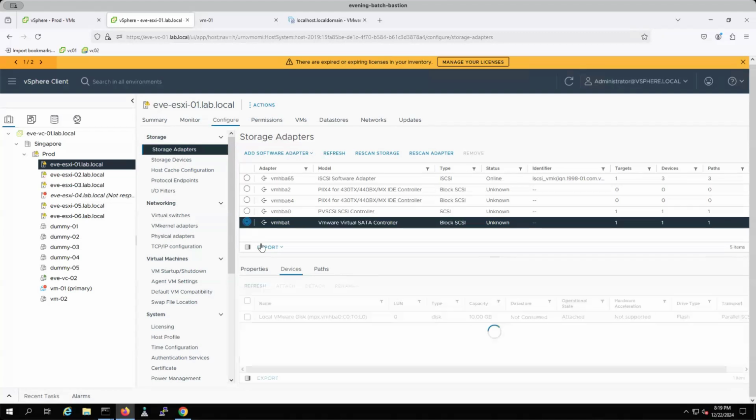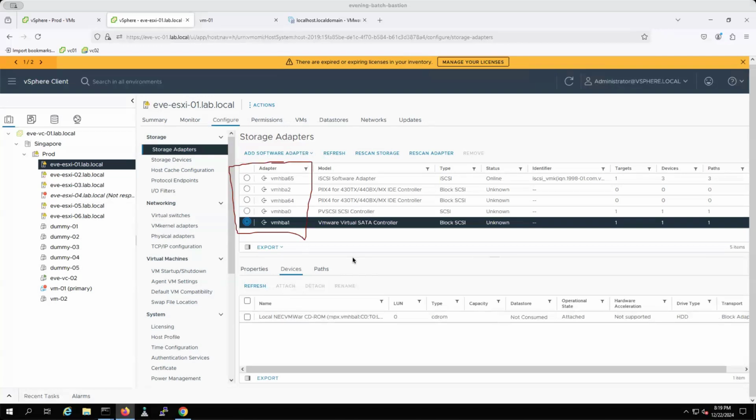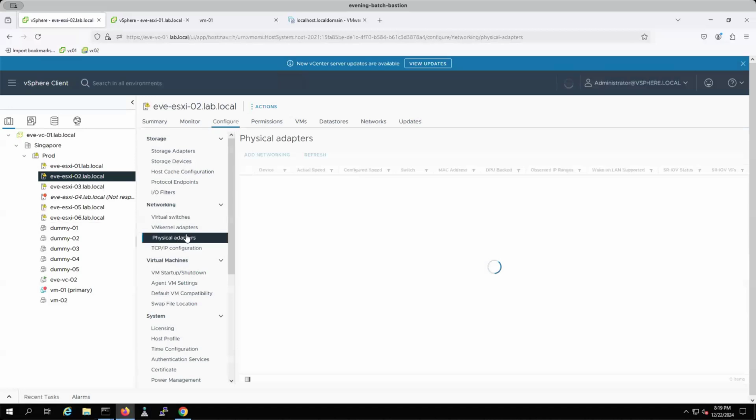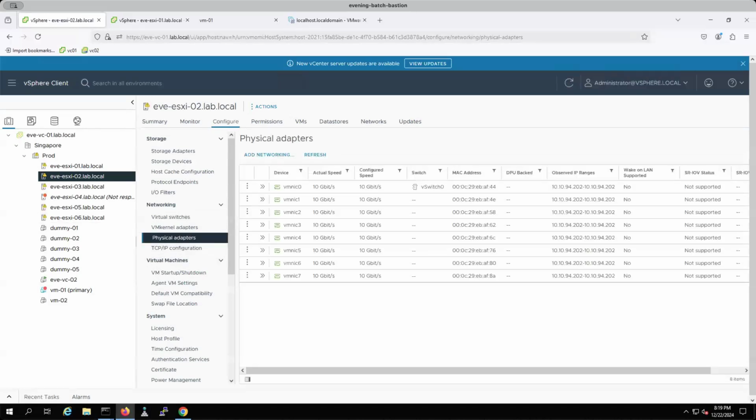Now remember that this naming convention that you see over here is something that cannot be changed. When we were talking about the network cards, we saw that you have the naming convention VMNIC 0, VMNIC 1, 2, 3, and that is the naming convention you have over there.